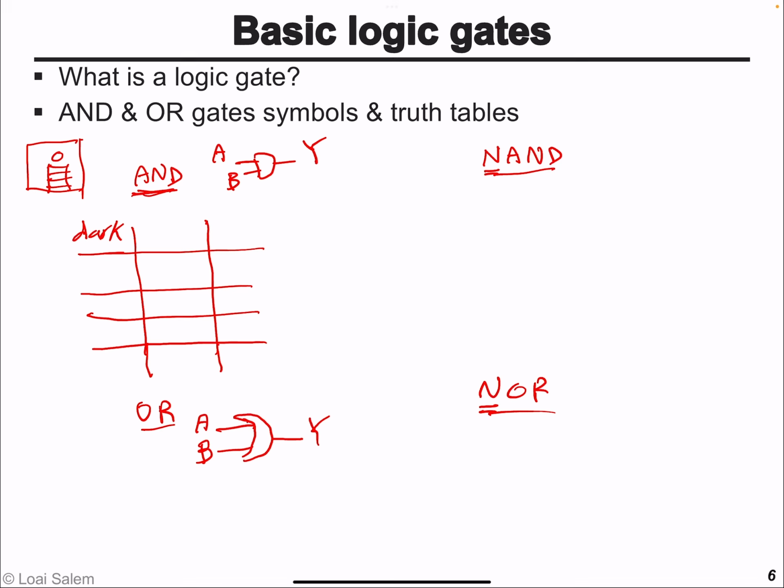Now let's look at the OR logic function. So this is called the truth table for the AND gate. Let's look at the truth table for the OR gate. And as I mentioned, an OR gate is essentially a circuit that implements the logic OR.